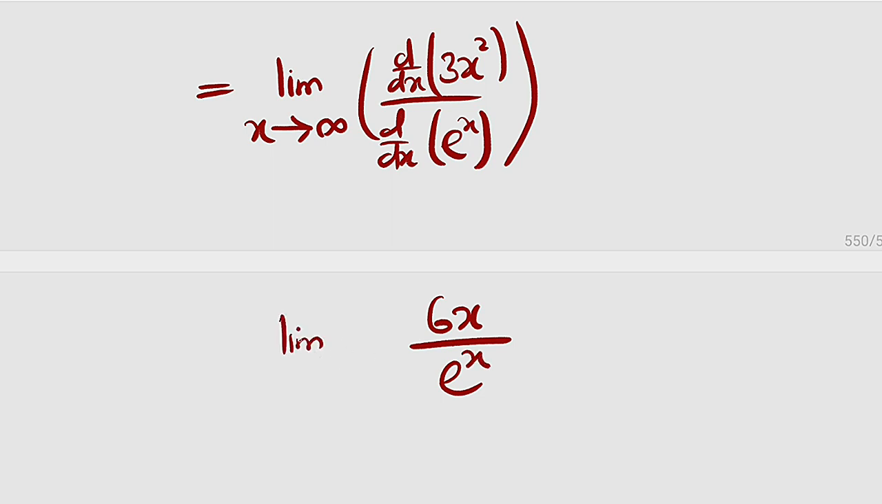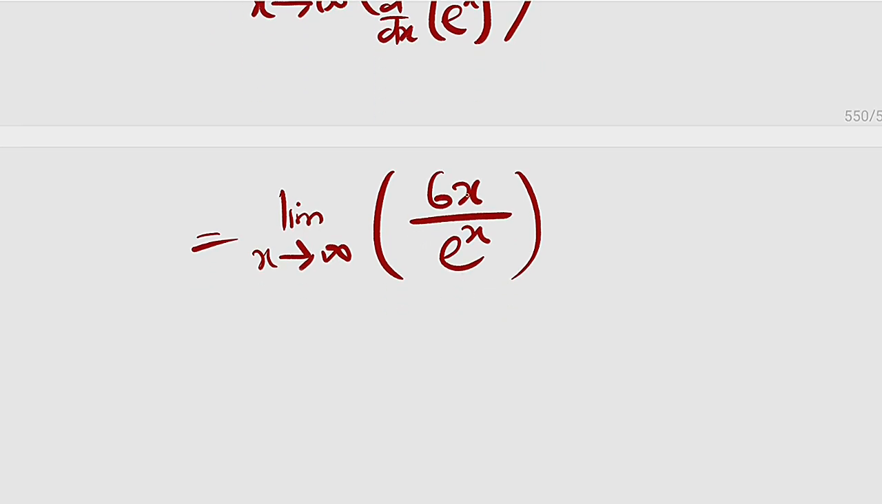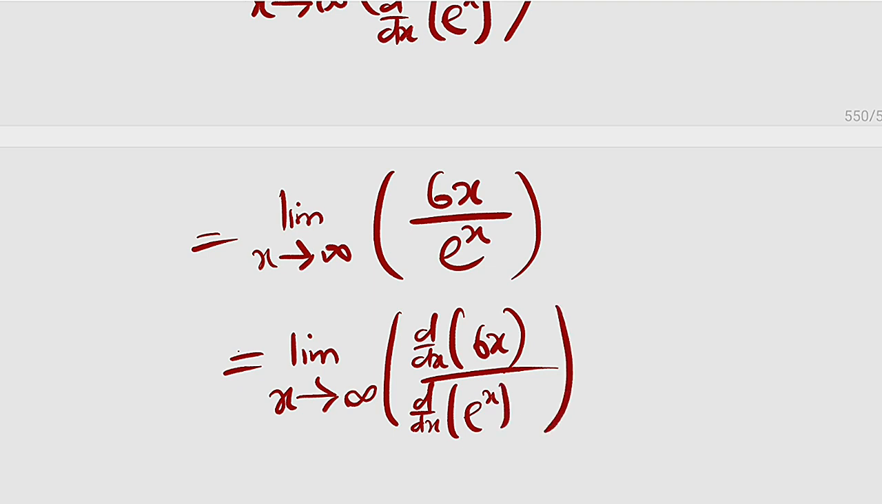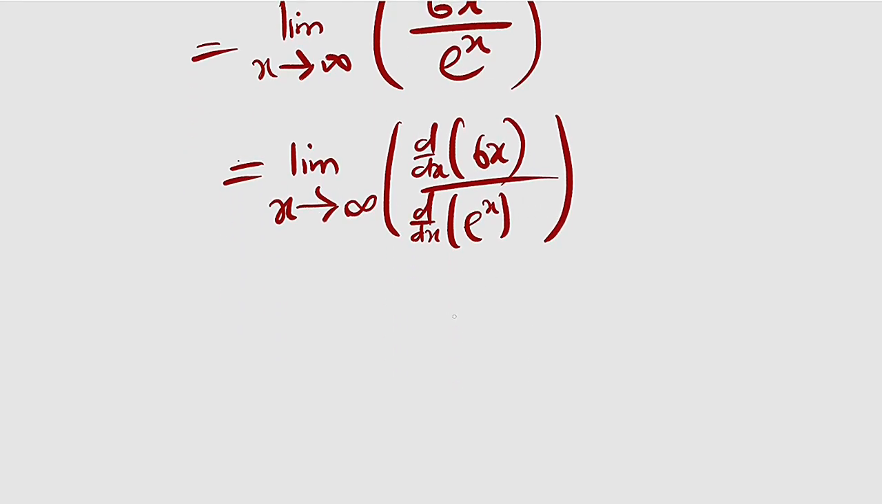This is the same thing as the limit as x approaches infinity. Again, we are going to differentiate it because if you substitute infinity, you're going to obtain infinity over infinity. So this is the same thing as the limit as x approaches infinity of d over dx of 6x divided by d over dx of e to the x. If you differentiate 6x, you're going to obtain 6. Differentiate e to the x, you're going to obtain e to the x.